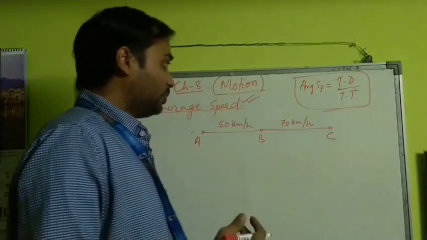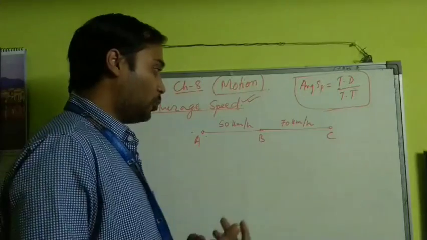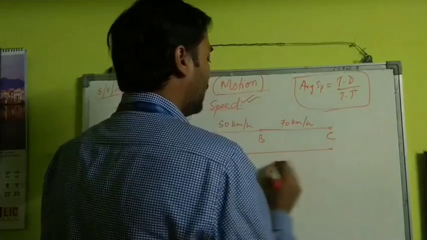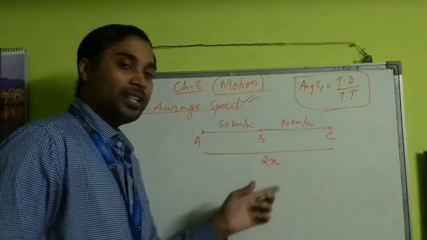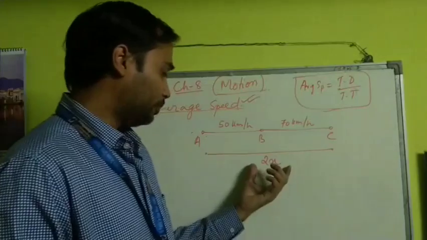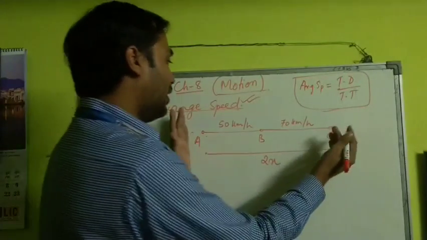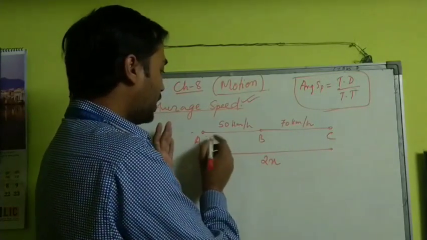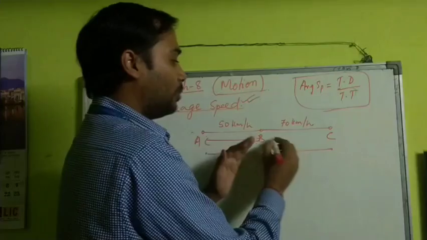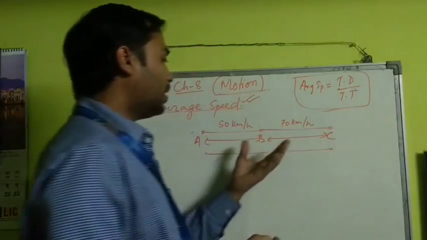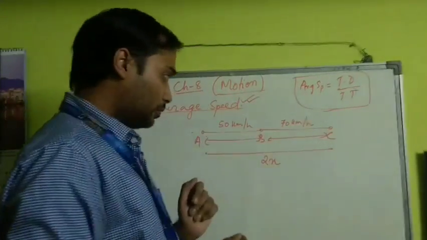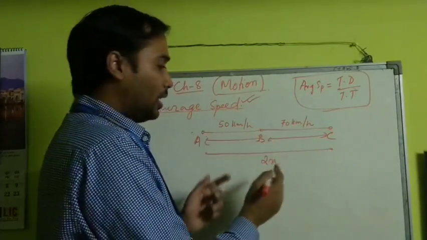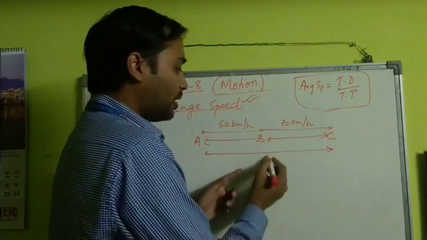We can still find the answer by assuming that the total distance from point A to point C is 2x. Now why 2x? I'm going to explain this now. See, the entire journey from point A to C is broken down into two equal parts. The first part is from point A to B and the second part is from point B to C. Remember, these are equal parts. Now, since the entire journey is divided into two equal parts, the total distance we can assume as what?